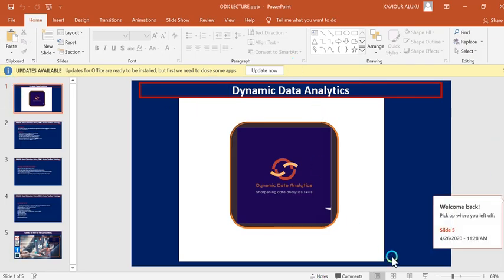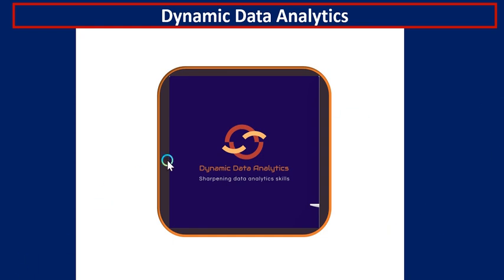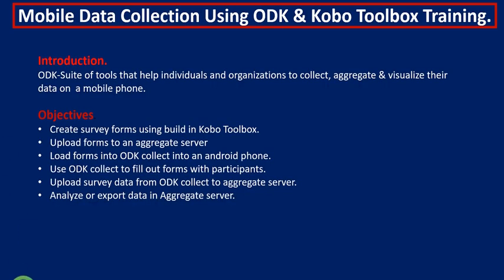So I want to start by going directly into this presentation so that we can learn a few things before we dive into a practical session. First of all, we need to understand what ODK is. ODK is a suite of tools that helps individuals and organizations to collect, aggregate, and visualize their data on a mobile platform. And Kobo Toolbox is a server where this data will be received in real time, and it is also a server where we shall be creating a questionnaire. I will be showing you all those steps when we start the practical session.